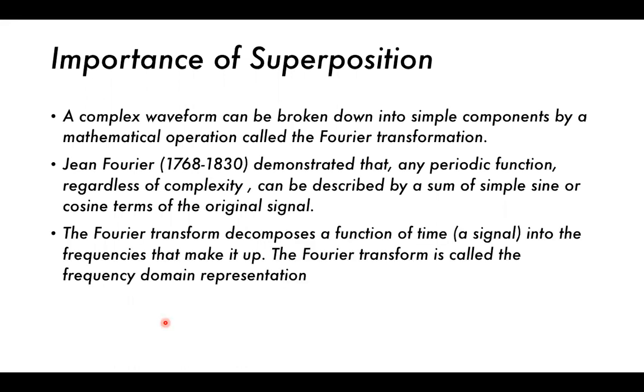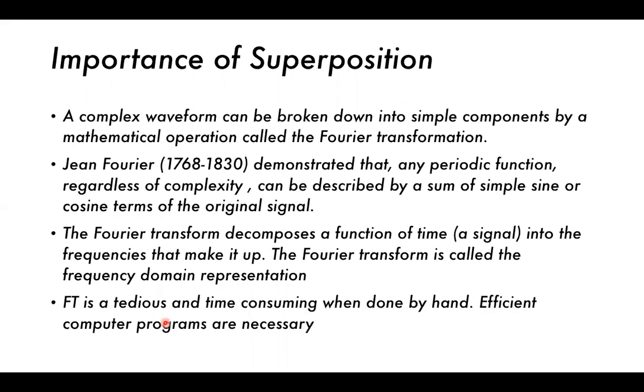The Fourier transform decomposes a function of time, a signal, into the frequencies that make it up, and is called the frequency domain representation. This is incredibly important in things like NMR, where it's able to take the radio wave and transpose it into a series of signals, which are useful for finding out which peaks represent which components, which hydrogen atoms, which carbon atoms, and so on.